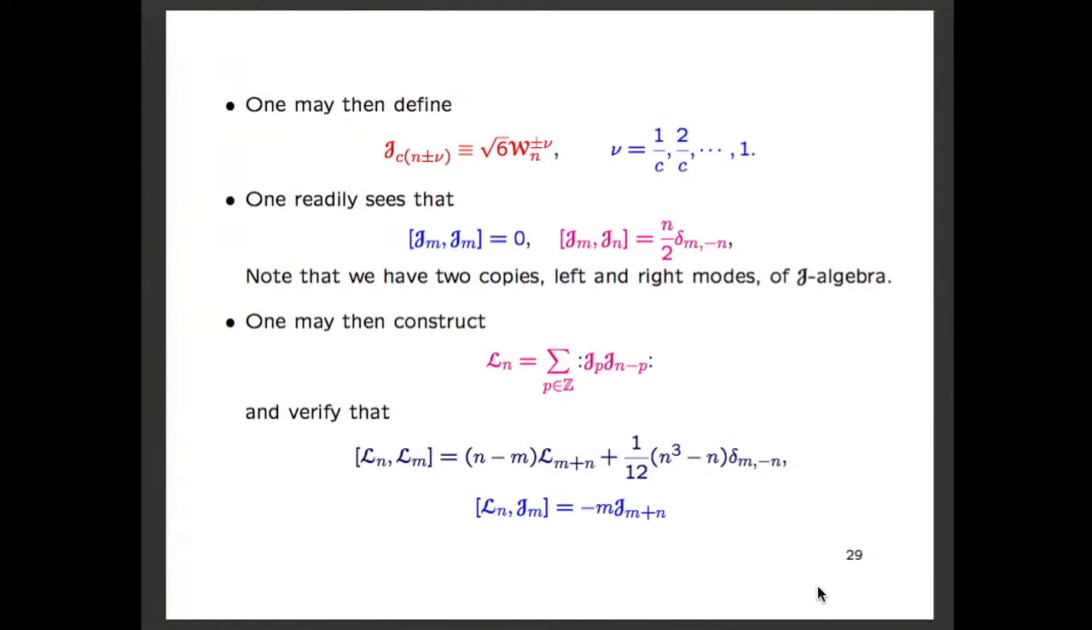You can construct a Virasoro algebra at central charge 1 out of these J generators, just the standard relation. But let's remember that these curly J's are the collection of all these W modes for various values of nu, the deficit angle.